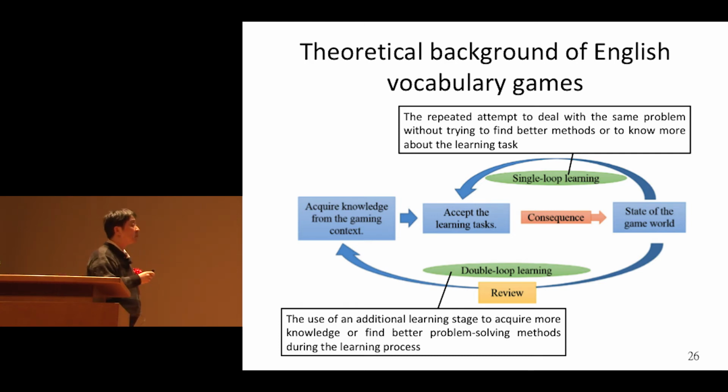Double loop learning means each time the student accepts a learning task and tries to deal with it or answer the question, the next time they will make some reflection and try to acquire more knowledge before they accept the next task. So in each question-and-answer or problem-solving step, they will try to acquire more knowledge before they make the next attempt to solve the problem or answer the question.